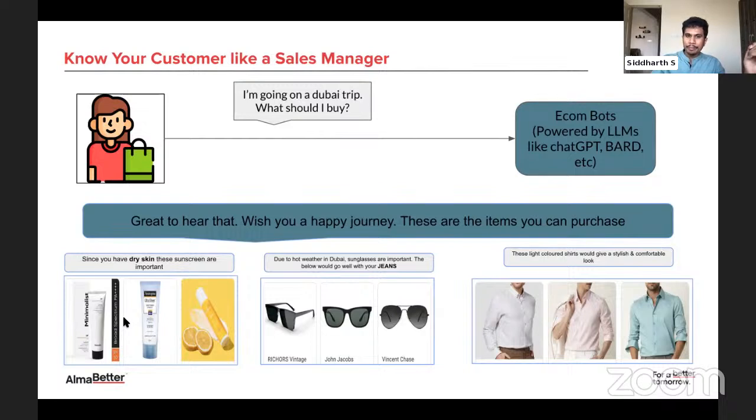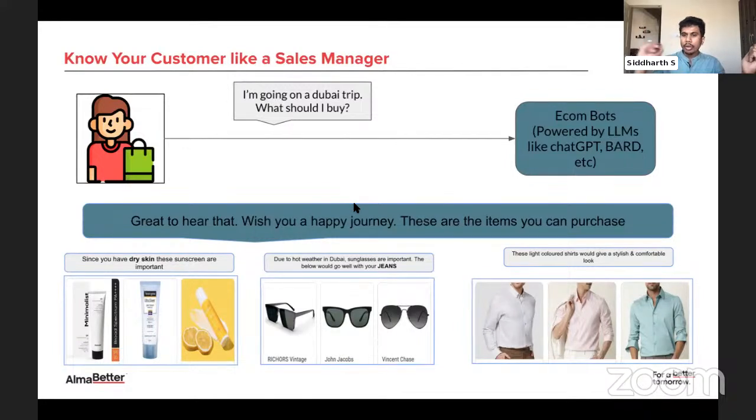And if you see over here, it understood the external situation also. Dubai, you're going now in May, which means it is going to be a very hot place, so it is recommended that you wear sunglasses. Till here it is a level 1 recommendation, but it went one step ahead. It says, you use jeans a lot because we have seen that you are purchasing jeans. So these are the sunglasses which should go well with the jeans you have already purchased, right? That's exactly what it has recommended. And then it also recommended shirts.